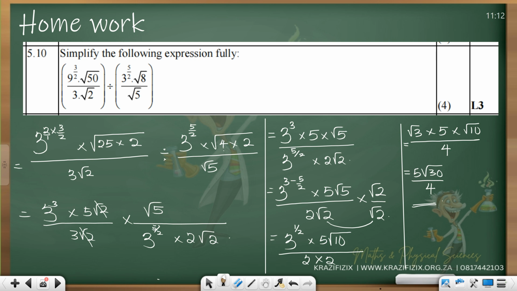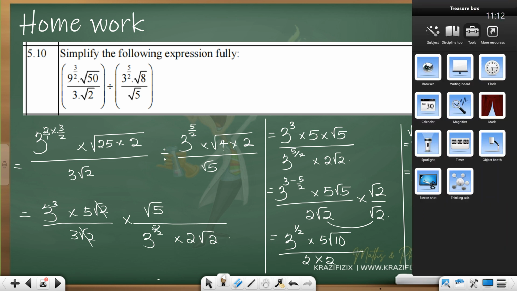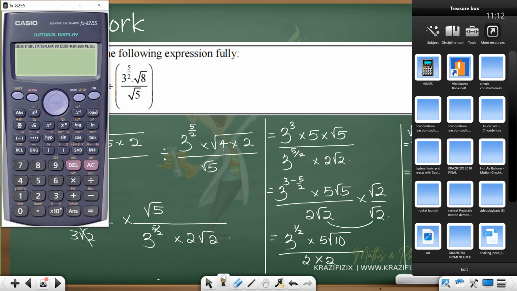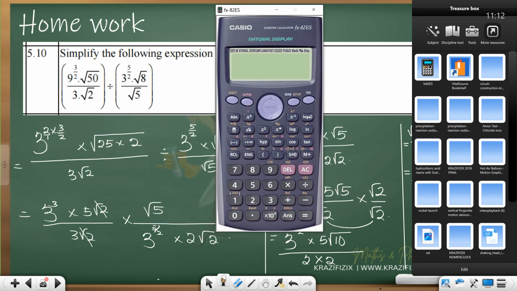Let's check on our calculators what this would give us. This is so interesting. Let's see on our calculator what this would give us. I'm interested in this. 9 to the power 3 over 2. So you do this when you're practicing. You check your answer. Root 50 over 3 root 2, divided by, we put another bracket there, 3 to the power 5 over 2.